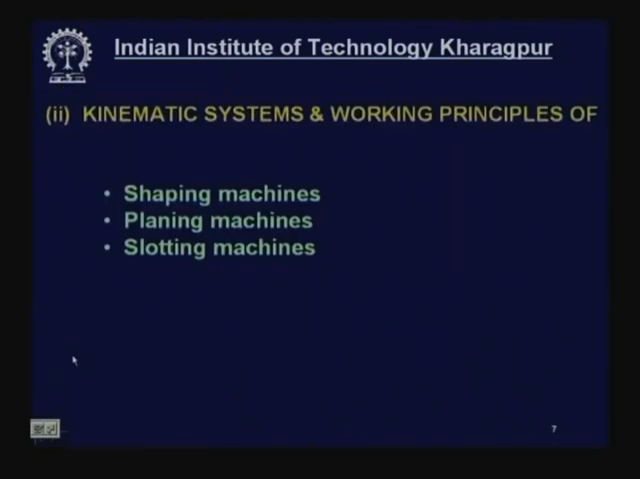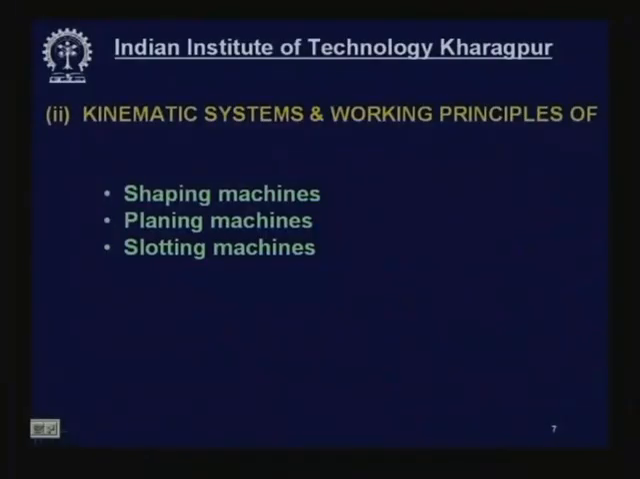Now, let us see the kinematic system and working principles of these various machine tools, shaping machines, planing machines and slotting machines. Now, what is a kinematic system? It is a kinematic structure comprising a number of kinematic chains. Each chain is responsible for transmitting the power and motion from the source, that is the electric motor, to the tool or to the job. If there are 3 motions, there should be 3 kinematic chains, and each kinematic chain is again comprised of a number of mechanisms, say belt pulley mechanism, gear mechanism, rack pinion mechanism, worm and worm wheel mechanism and so on. So, this is a very vital part of the machine tools, the kinematic systems, and then we shall discuss how the machine works with the help of this kinematic system.